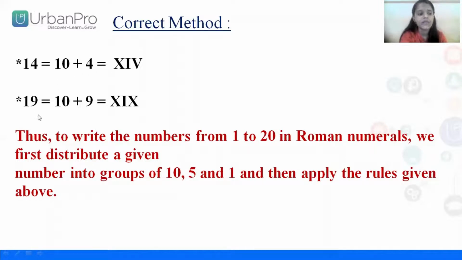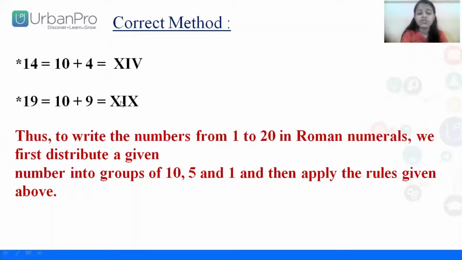Okay. The same way for 19. 10 plus 9 is nothing but 19, right? So 10 plus 9 is 19. 10 is X and 9 is nothing but I and X. So I hope you understand how you get I and X. 1 and 10. 10 minus 1 is 9. So that is what I'm writing, I and X. Okay. In rule 4, you have seen this.